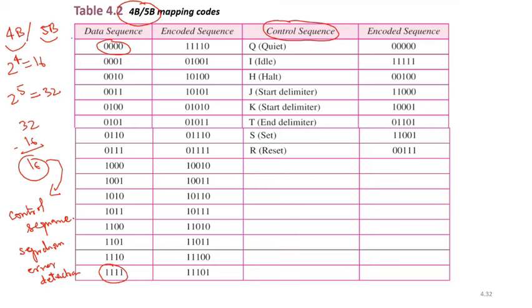In the previous case of multi-level, we have seen the scheme like 2B1Q. You can see here that no slash is used. But in case of block coding, a slash is used. This is how we can differentiate them.